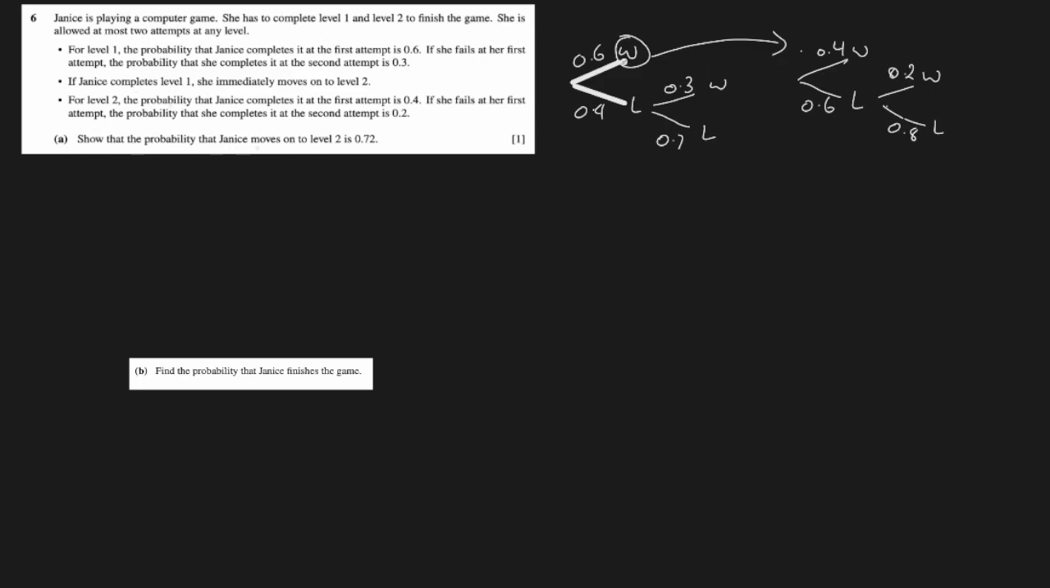Show that the probability that Janice moves to level 2 is 0.72. So she can move to the second level this way. So 0.6 is the one probability. Second is she fails first but then moves: 0.4 times 0.3. These are the two ways she can go to level 2, which will be 0.6 plus 0.12, which is 0.72.